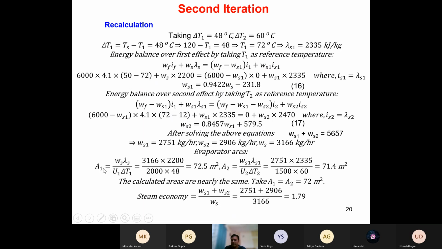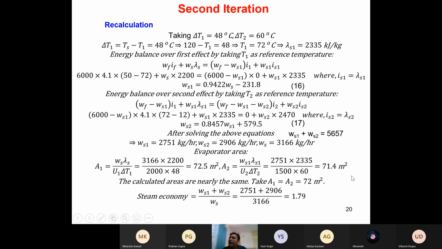So here we have obtained WS1 equals 2751 and WS equals 3166. So A1 is obtained as WS lambda S divided by U1 delta T1. So now my area comes out to be 72.5 meters square, area 1. Similarly, area 2 is calculated as WS1 lambda S1 divided by U2 delta T2 and that comes out to be again 71.4. So if you compare both these areas, these are nearly the same.